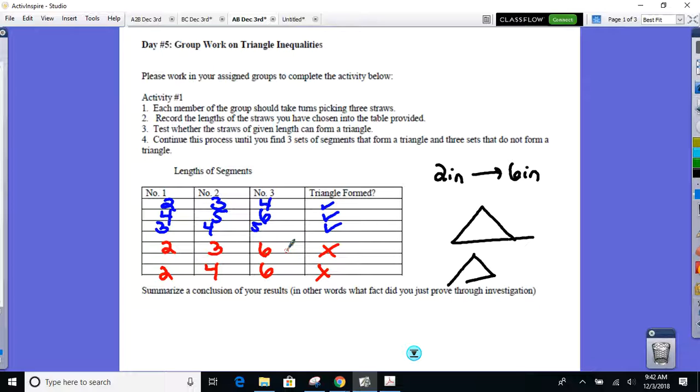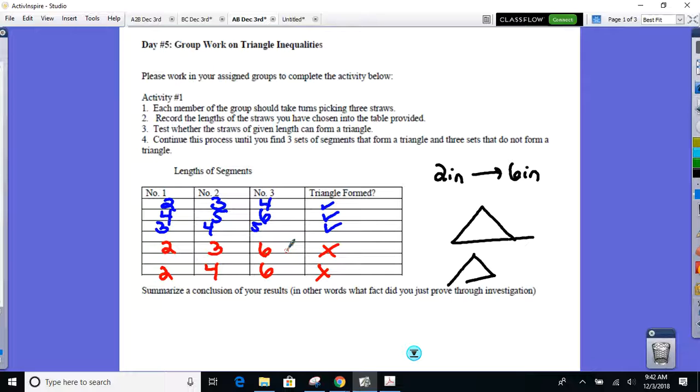Correct. Okay, and I'm going to even make it a little bit more detailed than the sum of two smaller sides. It's the sum of any two sides. You take any two sides, it has to be bigger than the third side. Now, notice what we just said. We said bigger than. We didn't say bigger than or equal to. Everyone see 2, 4, 6? That didn't work because when you add up 2 and 4, that equals 6. It has to be greater than the third side.